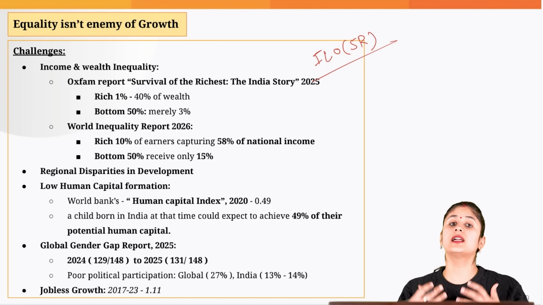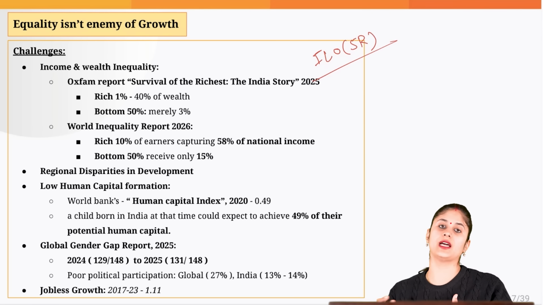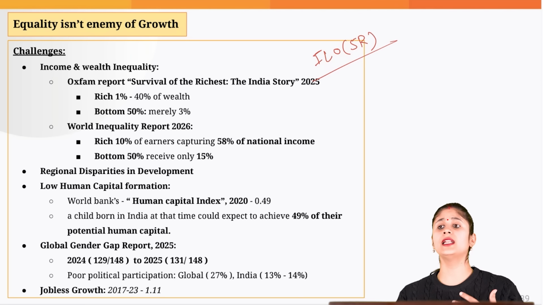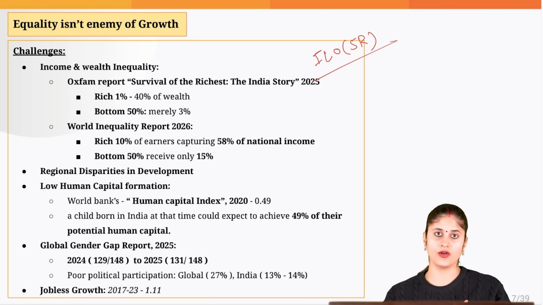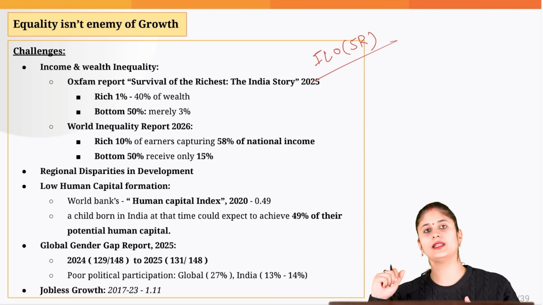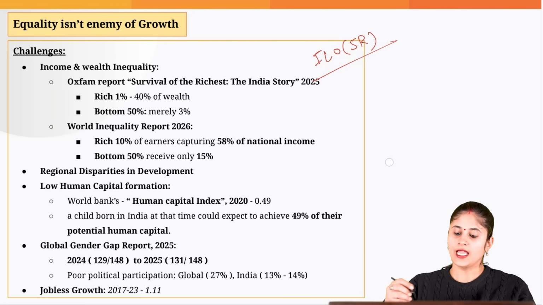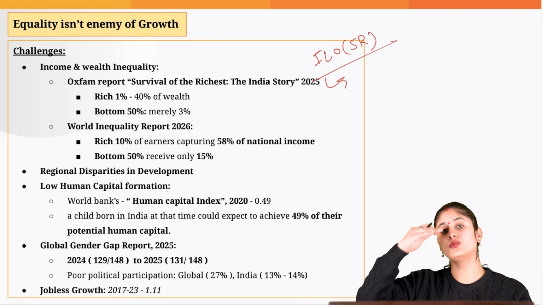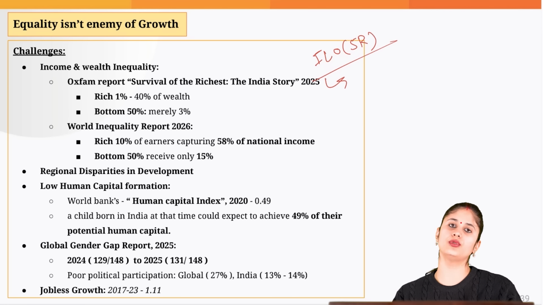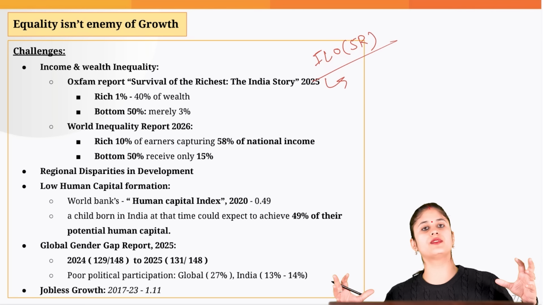First R is recognize the unpaid care work done by the woman. And for this, what you need to do? You need to carry out the time use survey on a regular basis, and you should incorporate that in the GDP. Then after recognize, what you need to do? You need to reduce their burden. And how do you do that? Through universalization of the basic services.